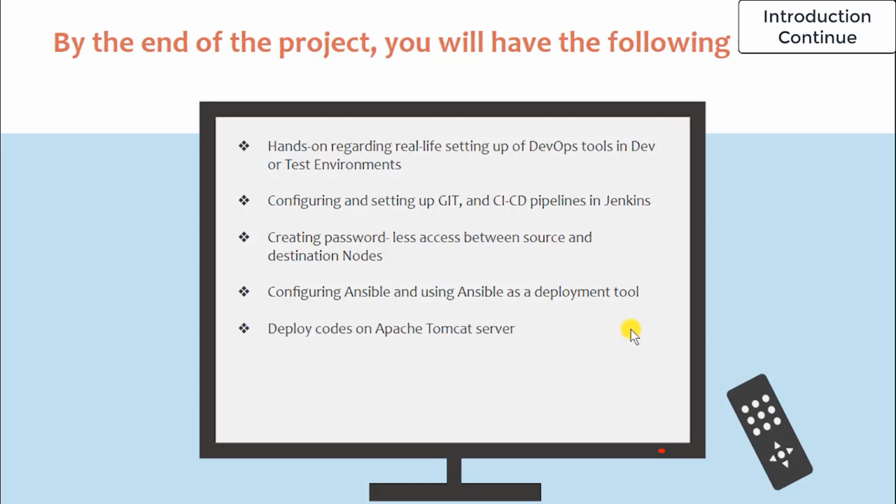Next, you'll be deploying code on an Apache Tomcat server. Apache Tomcat is an application server which takes requests. It can also act like a proxy server, which is a web application, and it has all the features which support an application server. So we'll be deploying Java code on your Apache Tomcat server.